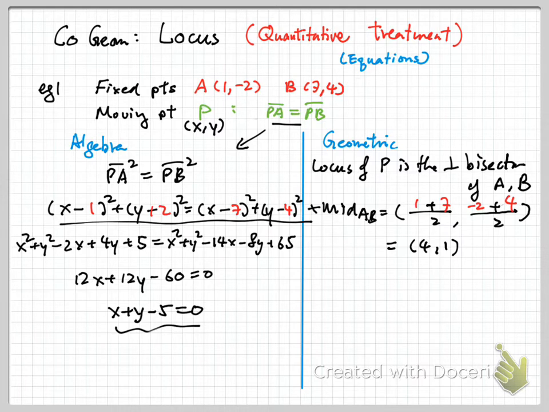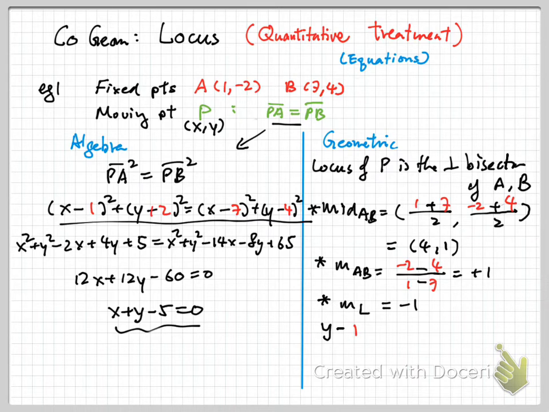In addition, we need the slope of L, but before that, we get the slope of AB. The slope of AB, from 1 and minus 2 to 7 and 4, is plus 1. Therefore, because AB and L are perpendicular, the slope of L is minus 1. Using point slope form to get the locus of L, y minus 1 equals minus 1 times x minus 4, through the midpoint 4 and 1. So eventually it simplifies to the same answer, x plus y minus 5 equals 0. It is the same answer, right?